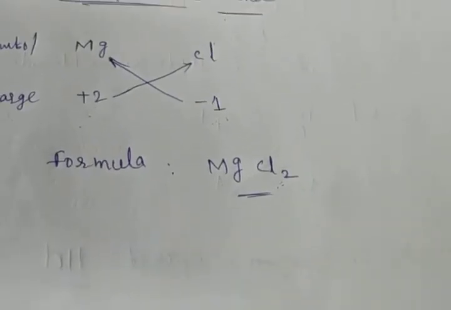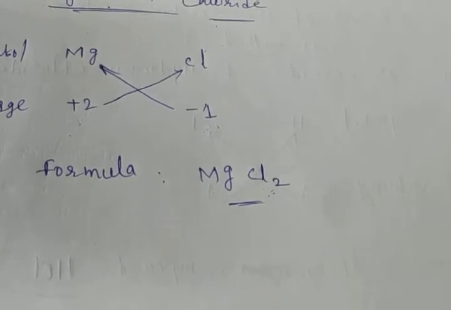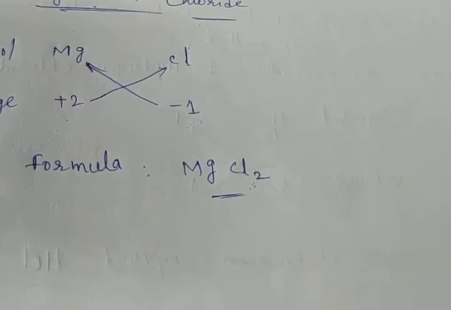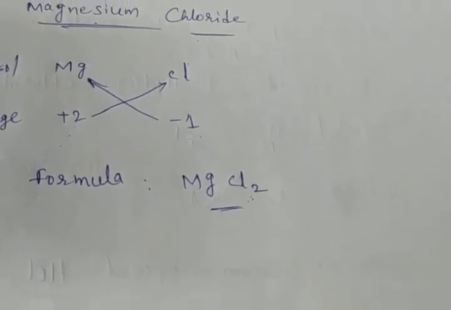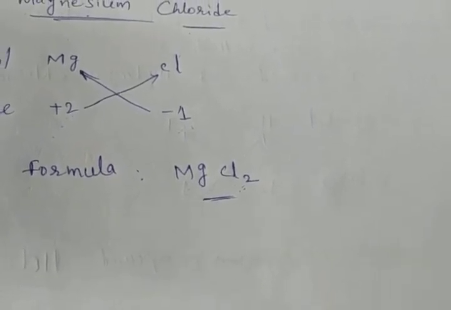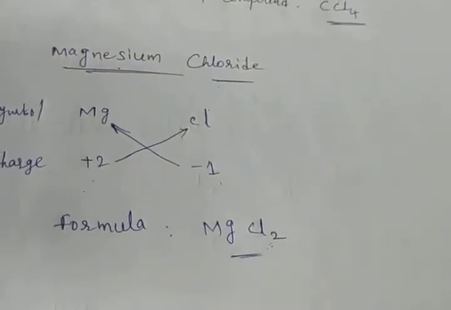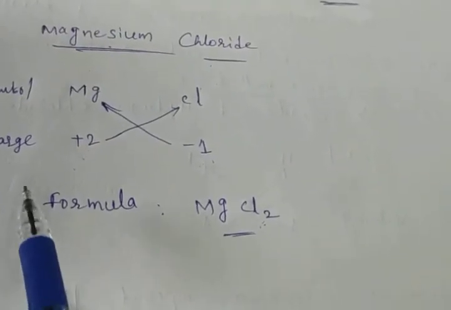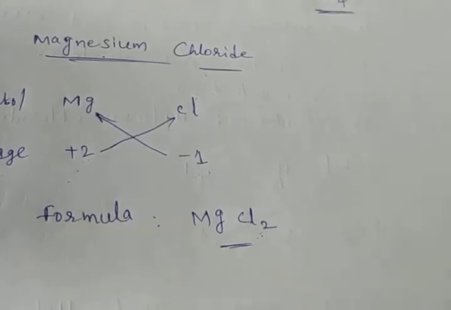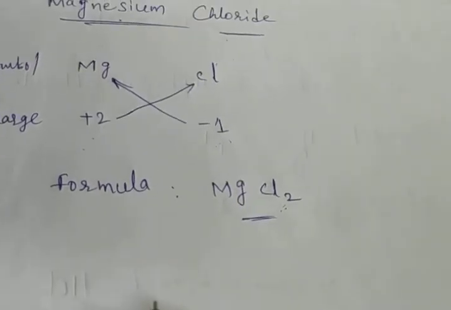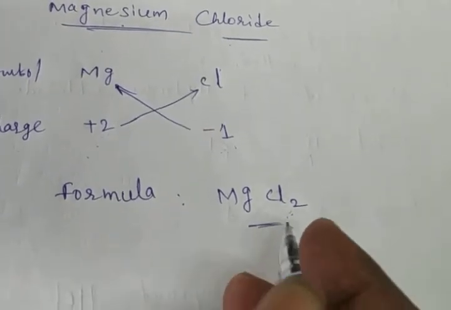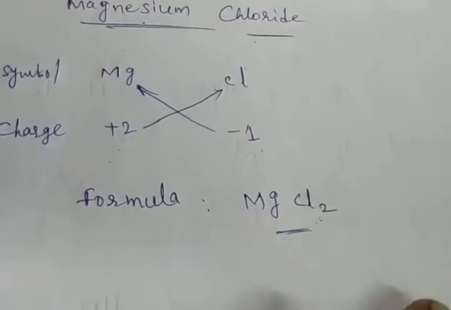For magnesium chloride, which is the cation? Mg +2 is the cation. For magnesium chloride, we write the symbol of the cation Mg +2 first, followed by the symbol of the anion. Which is the anion? Chloride, Cl-. Then their charges are crisscrossed to get the formula. And in magnesium chloride there are 2 chloride ions.